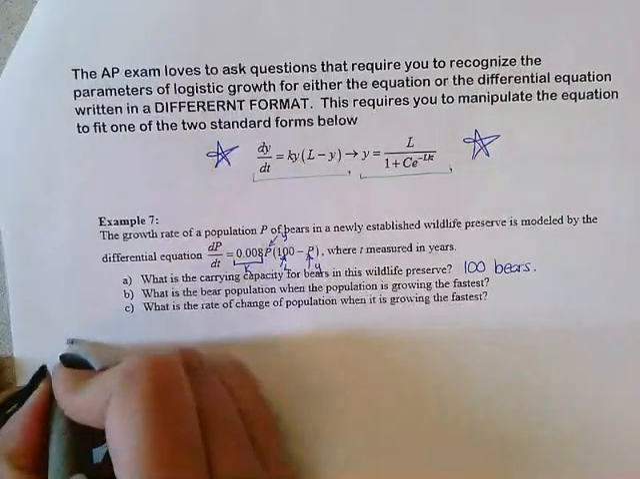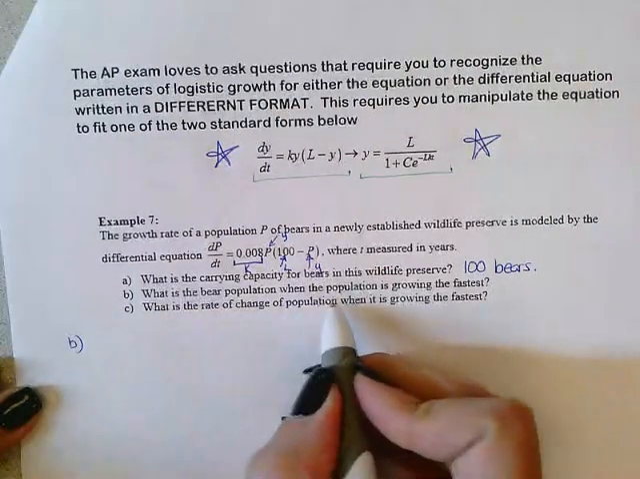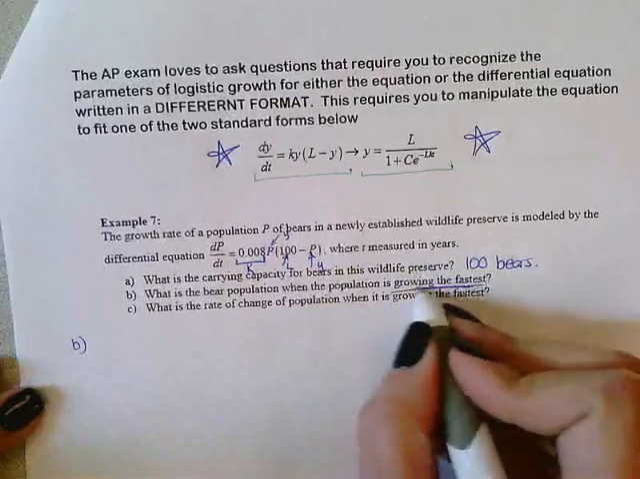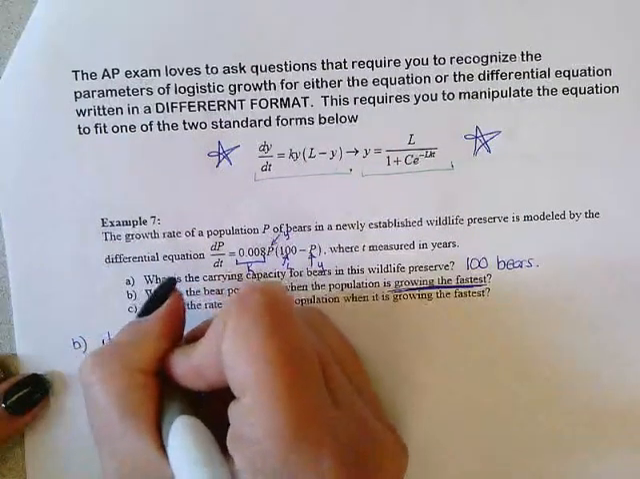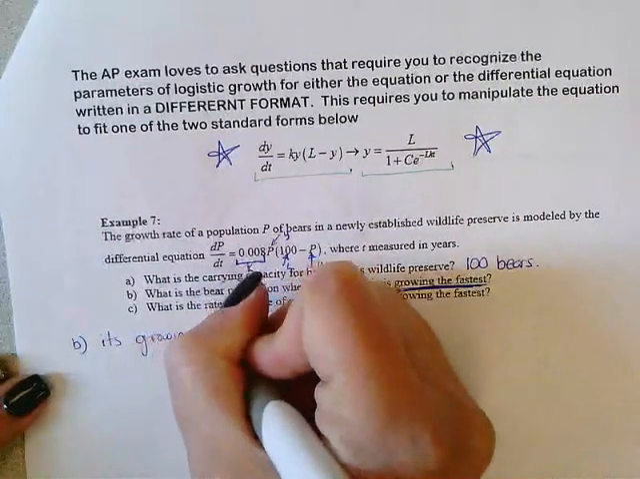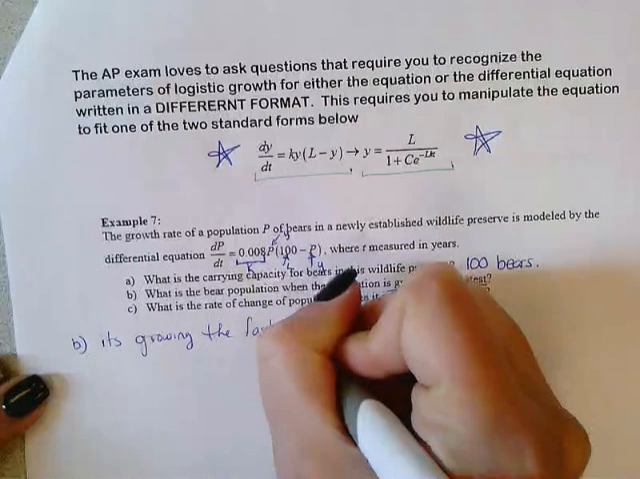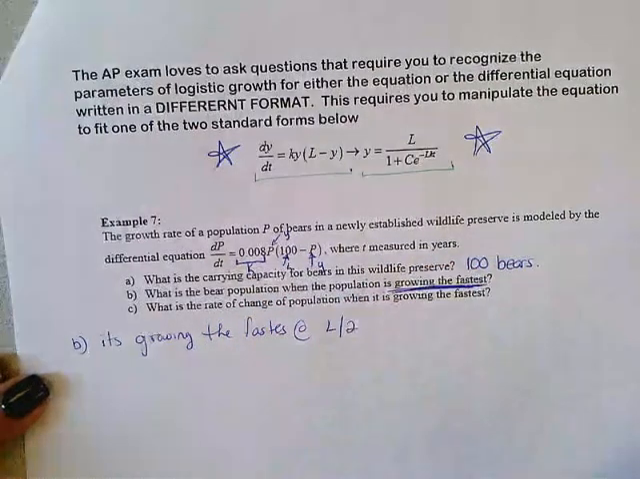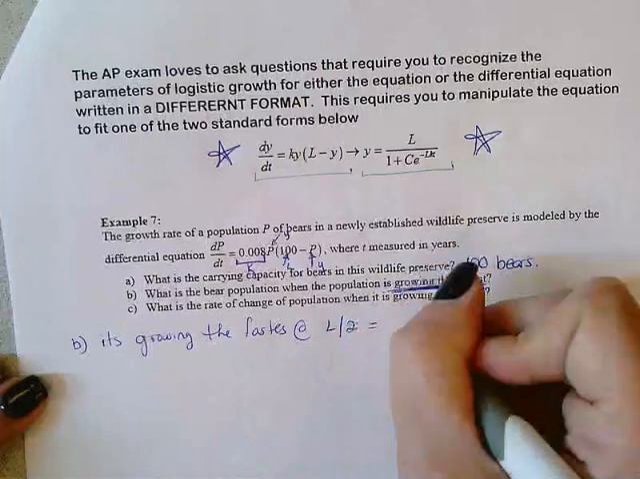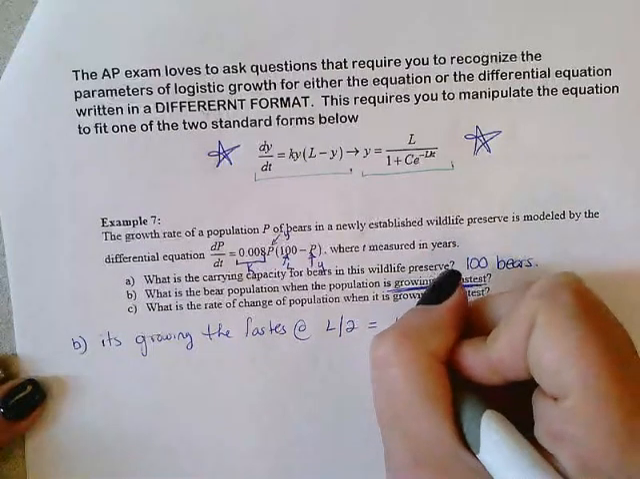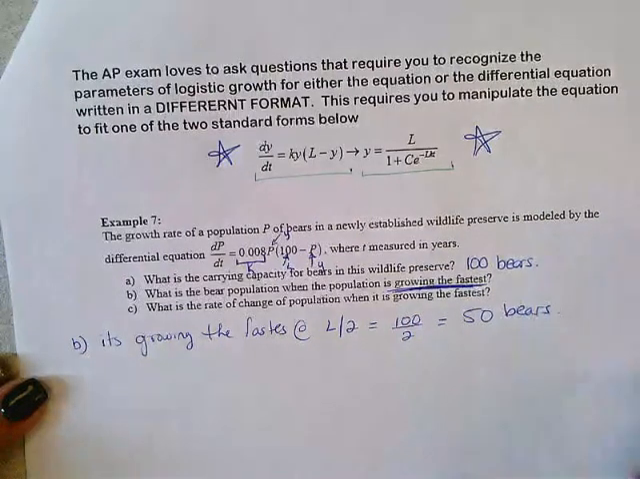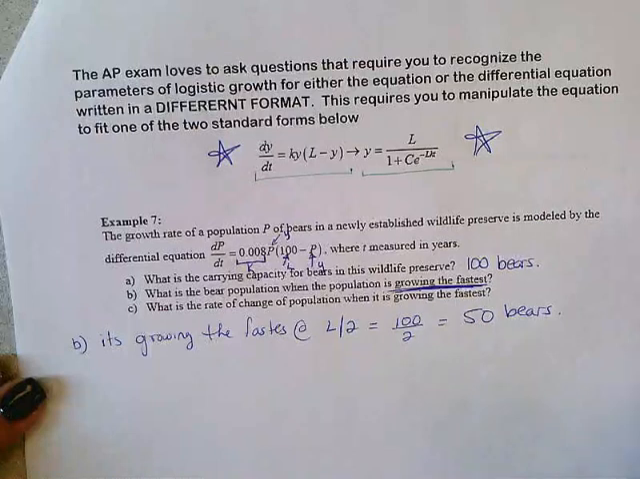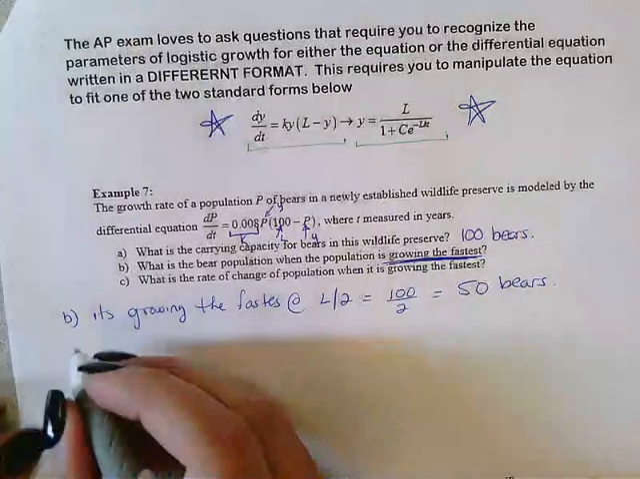Part B says, what is the bear population when the population is growing the fastest? So when is it growing the fastest? It's growing the fastest at half the carrying capacity. So what is the population? It's 100 divided by 2, so the population is 50 bears. During the moment of peak growth, you have 50 bears.